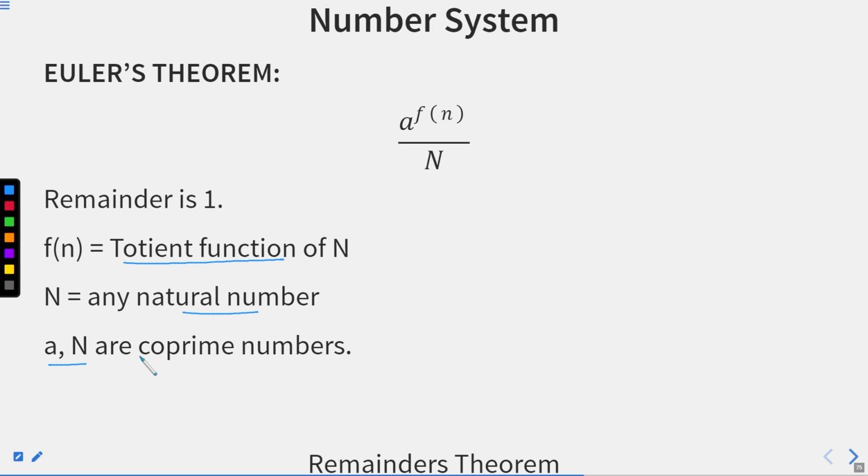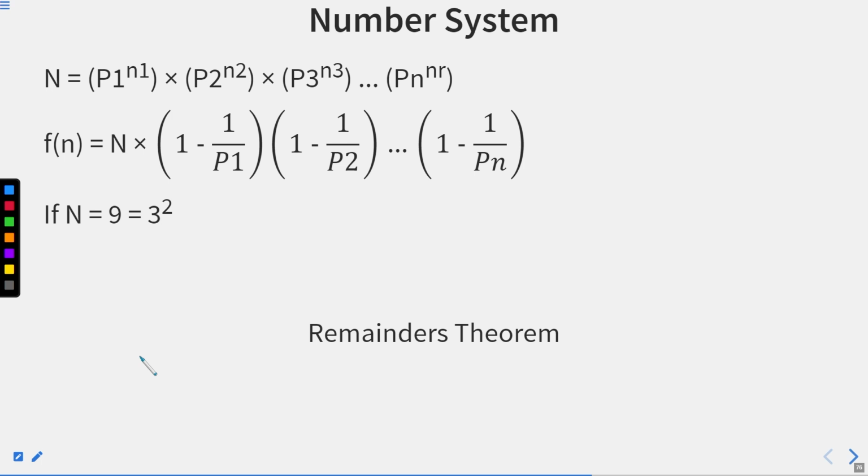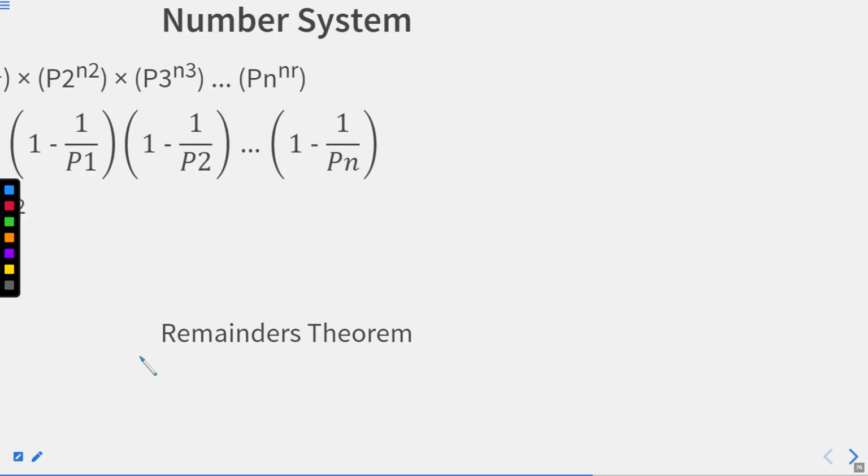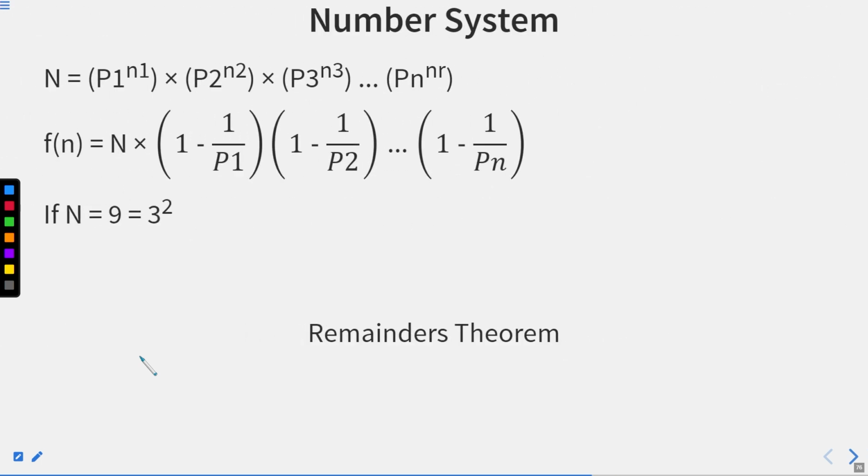Maybe you are not able to completely grasp this theorem at the moment, but once we see an example, then it will be clear to you. So how do you find the totient function, that is phi(n)? Suppose we are given a natural number n. What you have to do is find the prime factorization and write it as a product of powers of primes, p1 to the power n1, p2 to the power n2, p3 to the power n3, and so on.